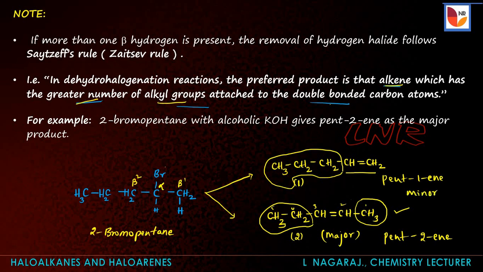During dehydrohalogenation, first observe whether the reactant molecule contains only 1 beta hydrogen or 2 beta hydrogens. If it contains 1 beta hydrogen atom, there is no problem; that beta hydrogen is easily eliminated along with the halogen atom. If the molecule contains more than 1 beta hydrogen, in such a case follow Zaitsev rule. That is, during the dehydrohalogenation reaction, the preferred product is the alkene which has more number of alkyl groups attached to the double bonded carbon atoms.